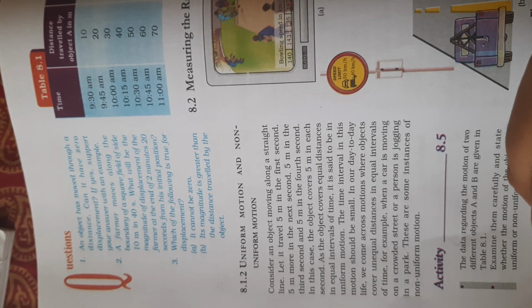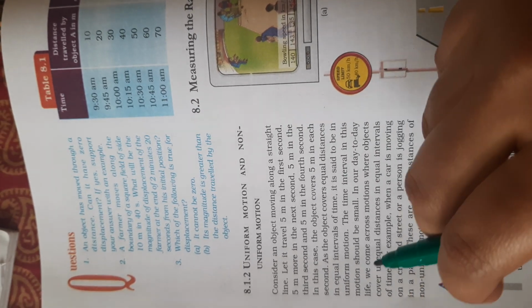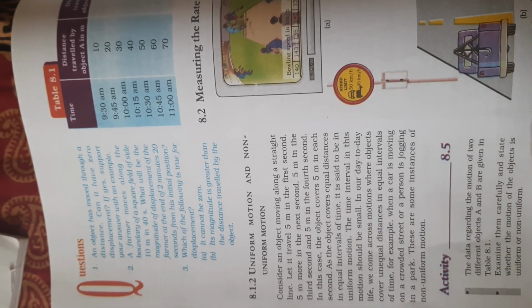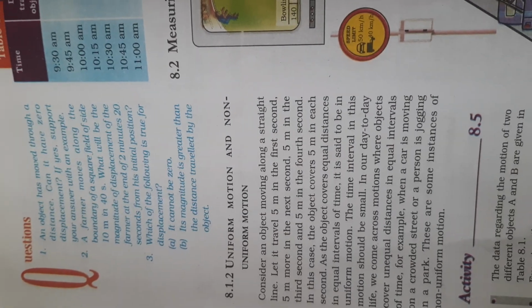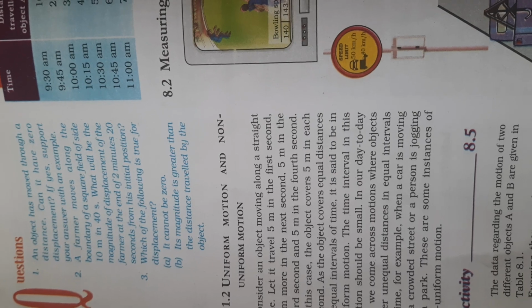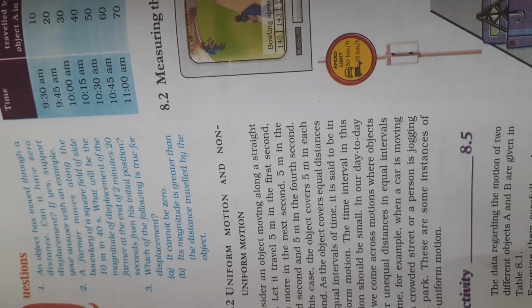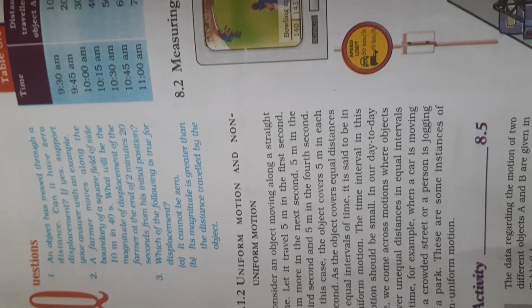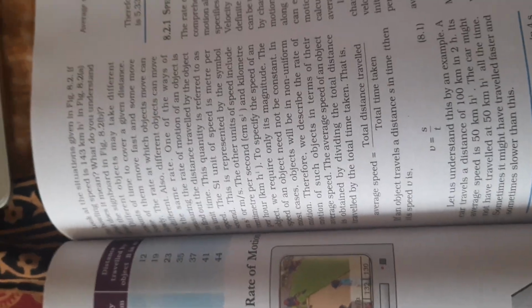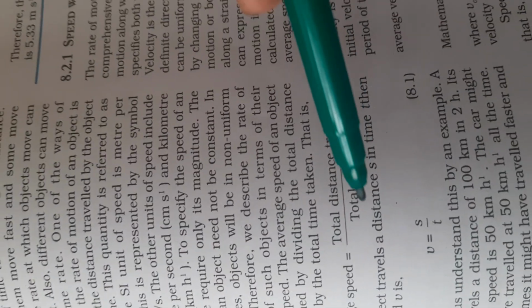What is uniform motion? An object, if it covers equal distances at equal intervals of time, then it is called uniform motion. If at all an object covers unequal distances at unequal intervals of time, then it is called the non-uniform motion. That is what we studied. And along with that, we also studied what is average speed.